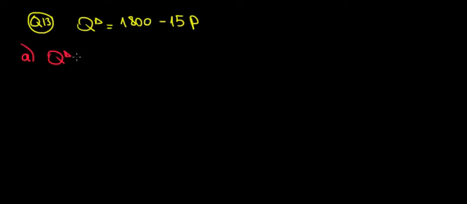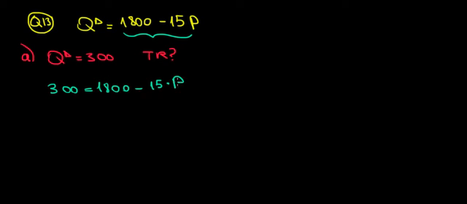So in part A, if quantity demanded is equal to 300 units, then what would be the total revenue? Well, let's see. First of all, we need to know the price at which we're going to sell. To find out the price, we can just do some math here. Quantity demanded would equal 300, and we know that this is the quantity demanded, so that would be 1800 minus 15 times the price.